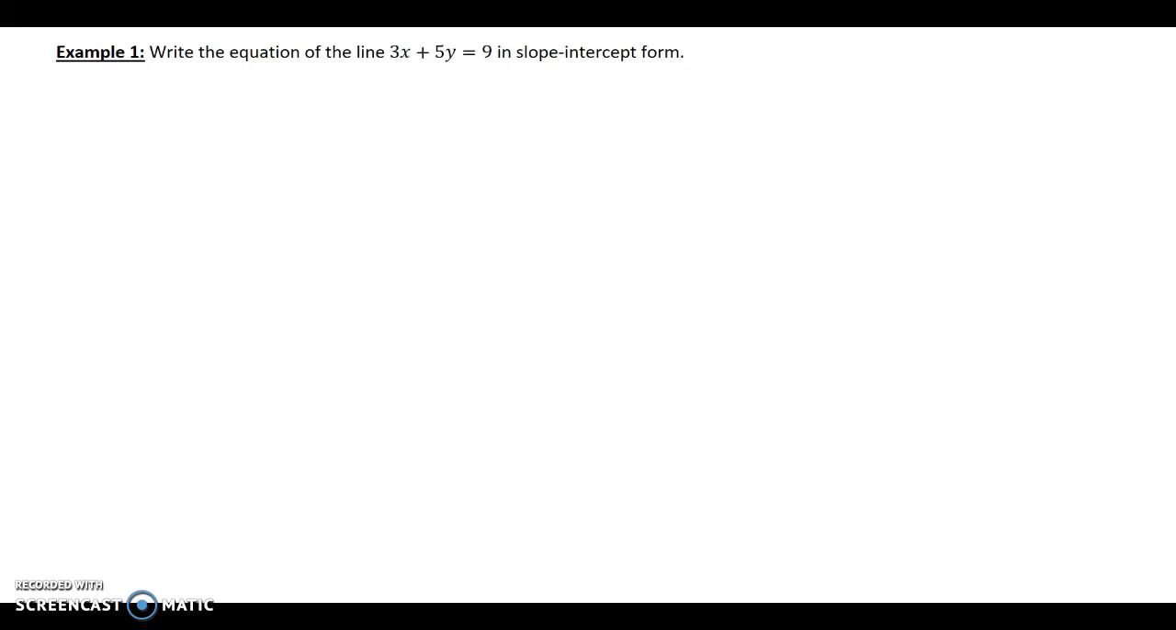Okay, this is our first example in a review of graphs of straight lines. In this question, we're asked to write the equation of the line 3x plus 5y equals 9 in slope-intercept form. Now remember, slope-intercept form means getting y on its own.